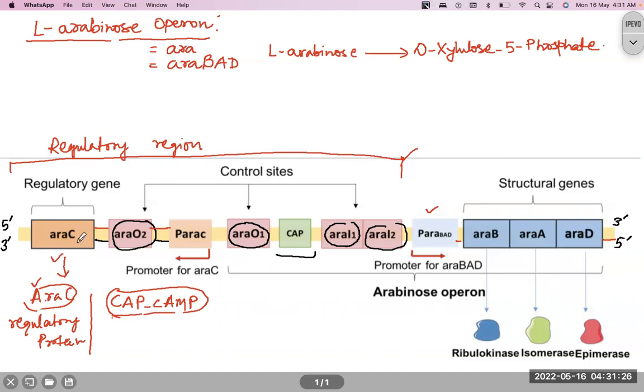This regulatory gene araC is located upstream of the L-arabinose operon. And it encodes the arabinose responsive regulatory protein AraC.